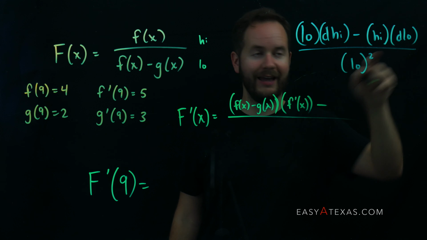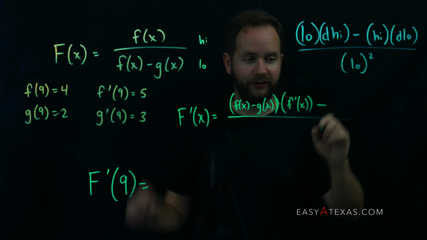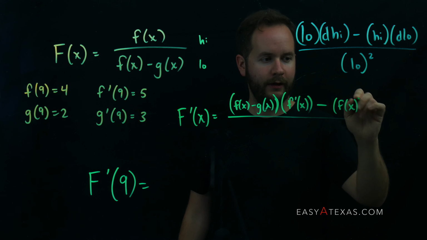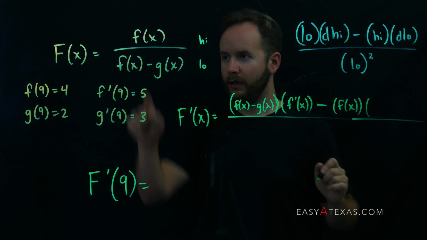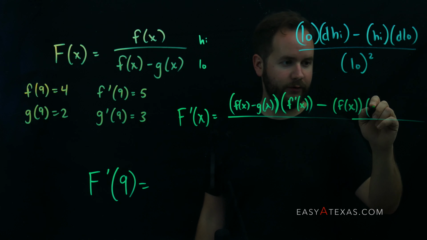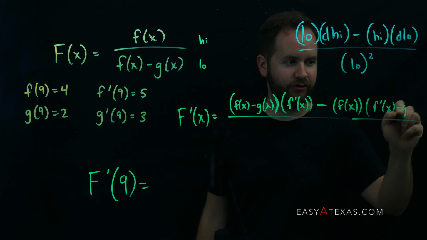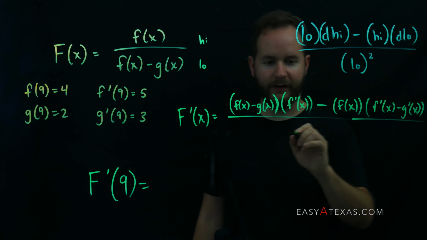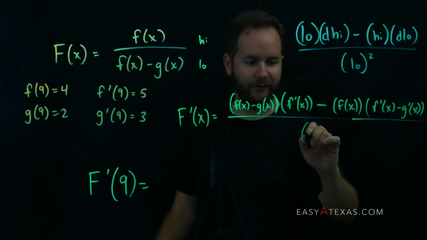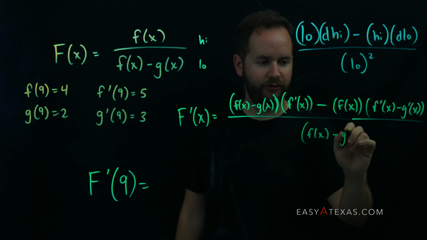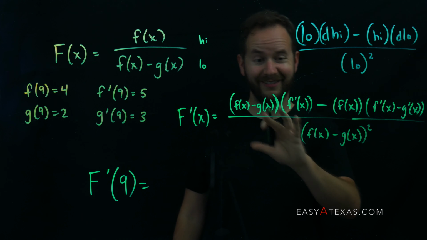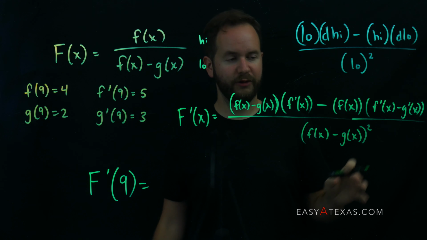Minus, now we have high d low. The high function is f of x. And the derivative of the low function will be f prime minus g prime. So f prime of x minus g prime of x, all divided by low squared. So that would be f of x minus g of x, all squared. Now, this is a lot to take in. Don't worry too much about trying to simplify this.